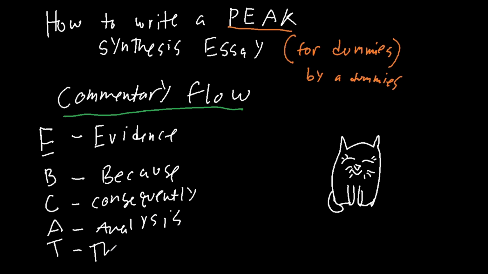And then your final one, the therefore, right? So therefore. So EBCAT. Edward Beck's cat. That's just a fake name I created. Totally not a real person. Edward Beck's cat. Okay. He doesn't have one, but Edward Beck's cat. Now, let's go ahead and explain each part quickly.